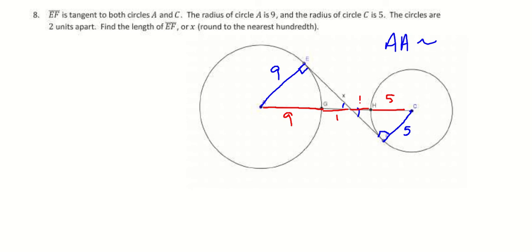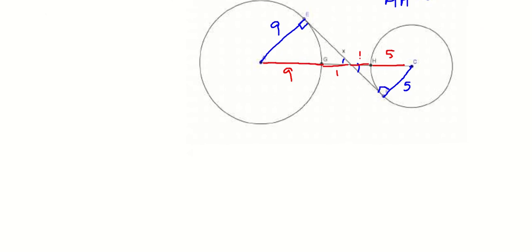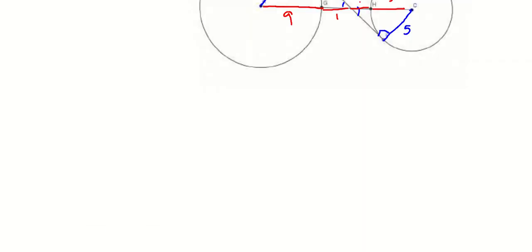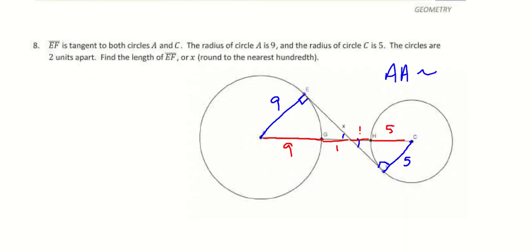This is where it gets a little weird. So that's why I kind of want to stay away from these questions, but we do create some similar triangles, and we're going to solve from there. So it gets a little funky when you're doing this. So I'm not going to worry about number 8 or the last one.